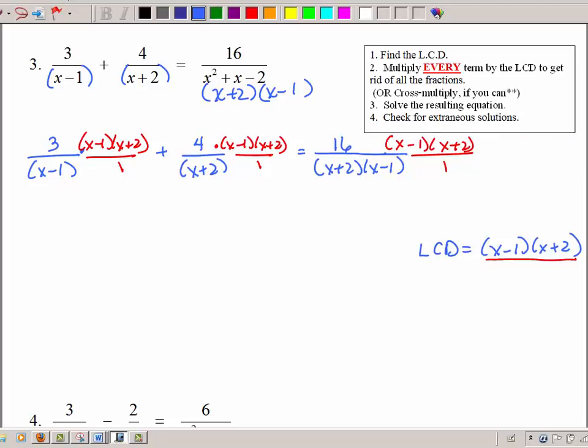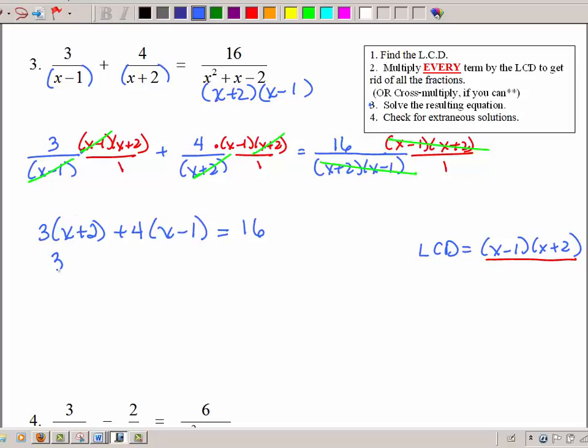So when you're writing out these problems, you might write them out a little bit more spacious so you have the room to multiply every term by that LCD. So let's see what's going to reduce. The x minus 1's reduce, and I'm going to write down what I have left, 3 times x plus 2. The x plus 2's reduce, and I have 4 times x minus 1 equals, and look, all of that goes away, and you just have 16. So notice I've gotten rid of all my fractions, and now I'm going to solve.